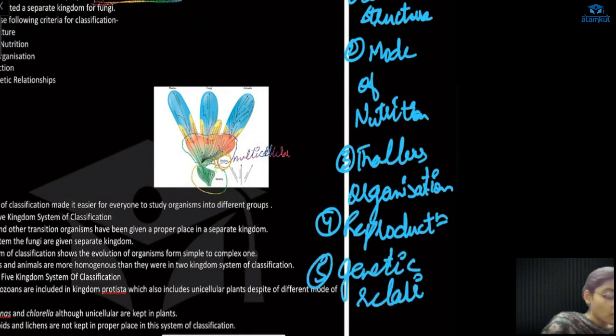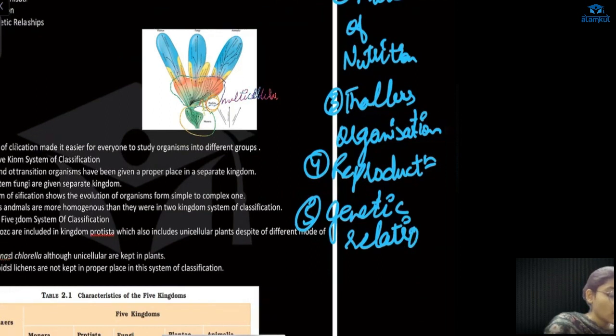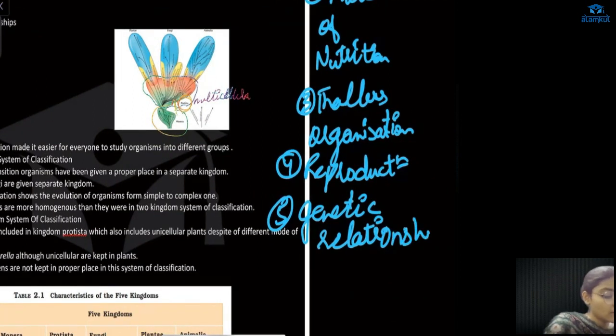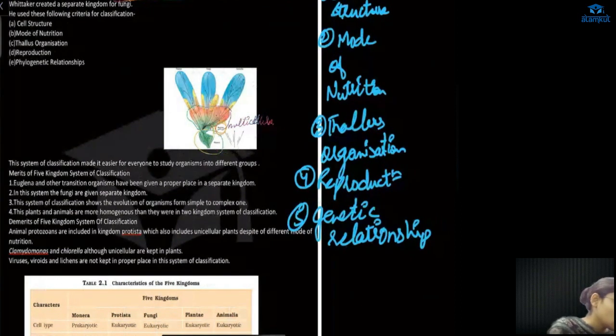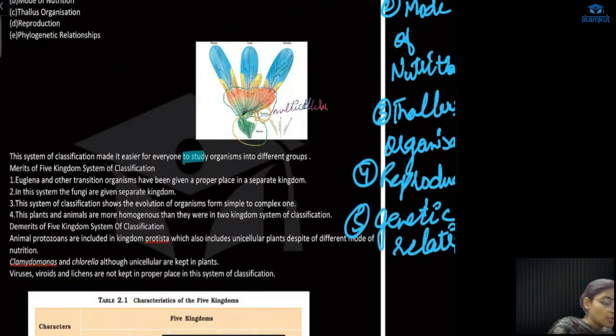On the basis of these five criteria, he divided the whole species on Earth into five kingdoms. That is Monera, Protista, fungi, Plantae, and Animalia. And Protista is the ancestor of fungi, Plantae, and Animalia at the same time. So this system has made it clear for everyone to study organisms in different groups.